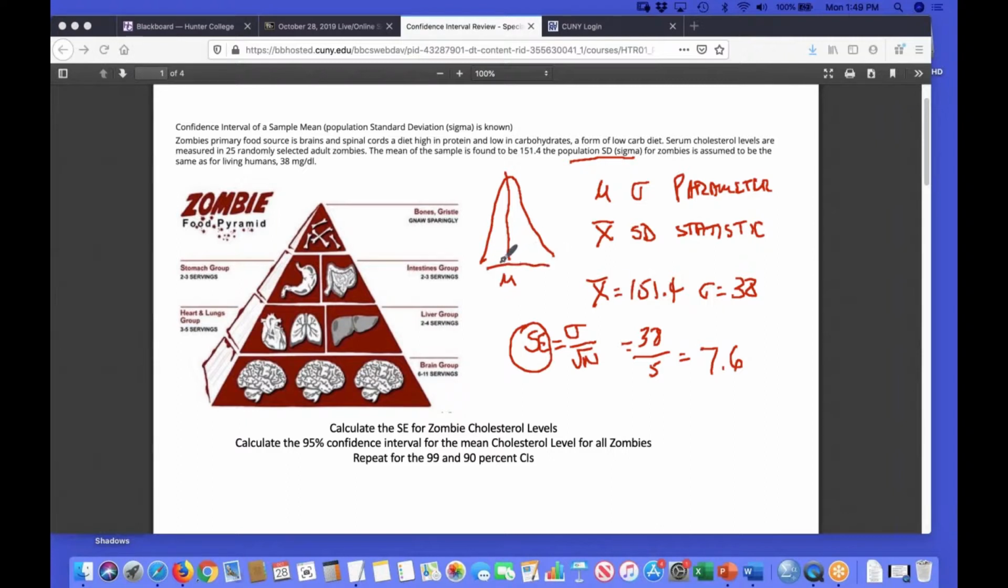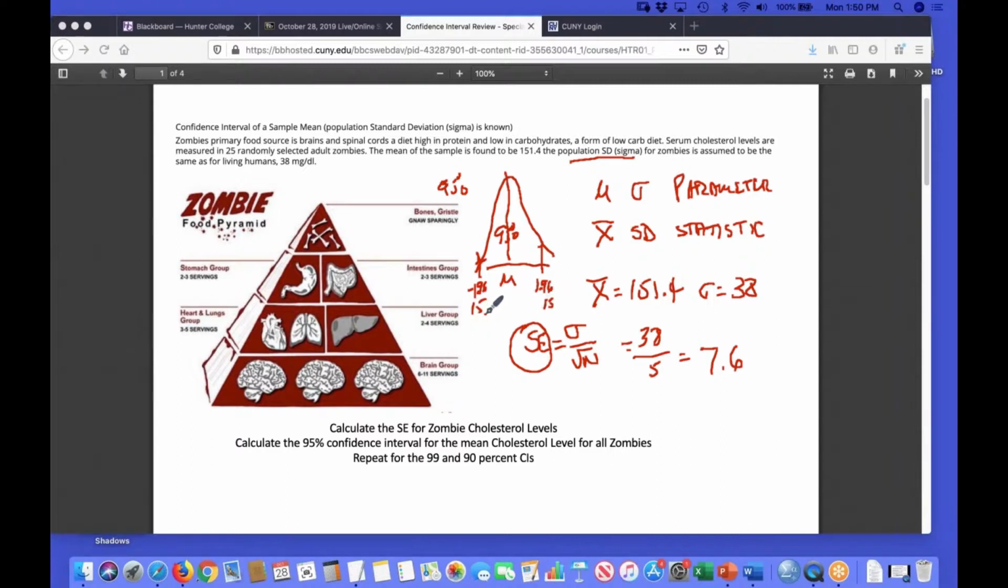We only know X bar. And the standard deviation would be 7.6. And that would tell us that 95% of the time, if we took a sample of size 25 and found the average, it would be between 1.96 standard deviations below the mean, or 2 if we're using the empirical rule, and 1.96 standard deviations above the mean. In other words, roughly 15 below the mean or 15 above the mean.